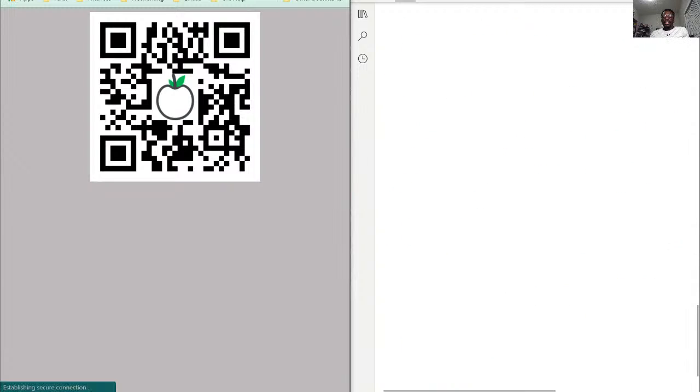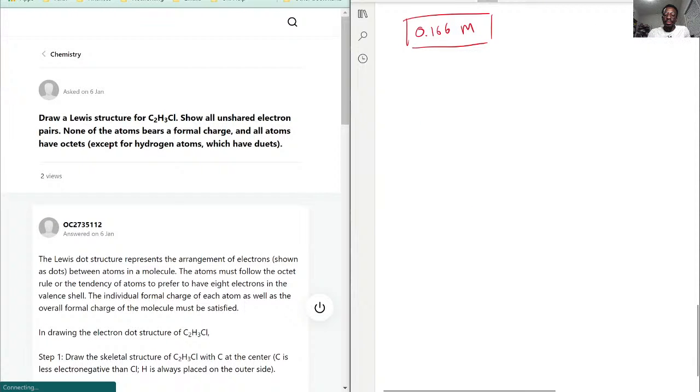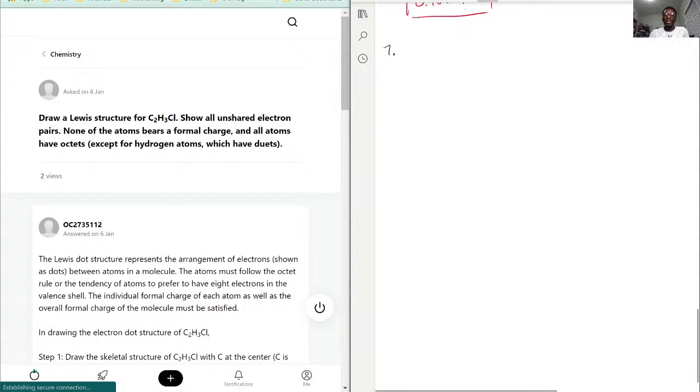Now let's move on to question number 7. It asks us to draw the Lewis structure for C2H3Cl. Show all unshared electron pairs, and none of the atoms bears a formal charge, and all atoms have octets, except for the hydrogen atoms, which just have duets. Okay, so it's pretty much saying that this has to follow the octet rule, and there has to be no formal charge. And yeah, those are the two important parts. And you have to show the unshared electron pairs.